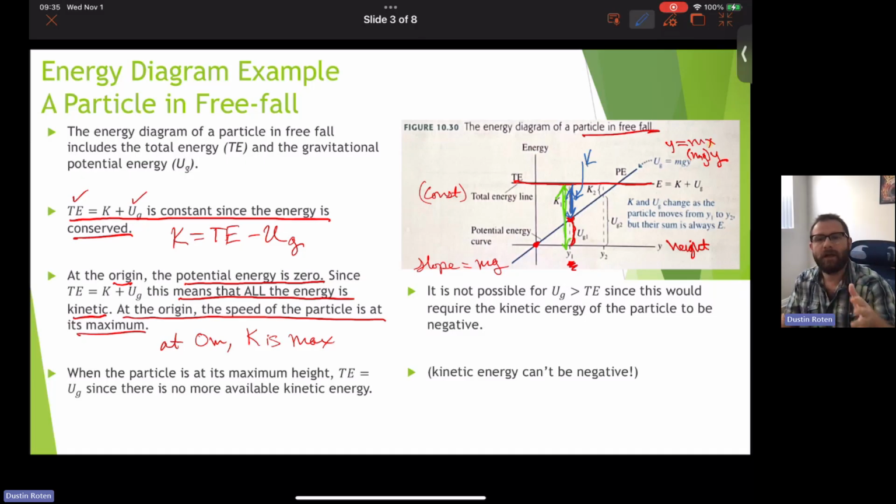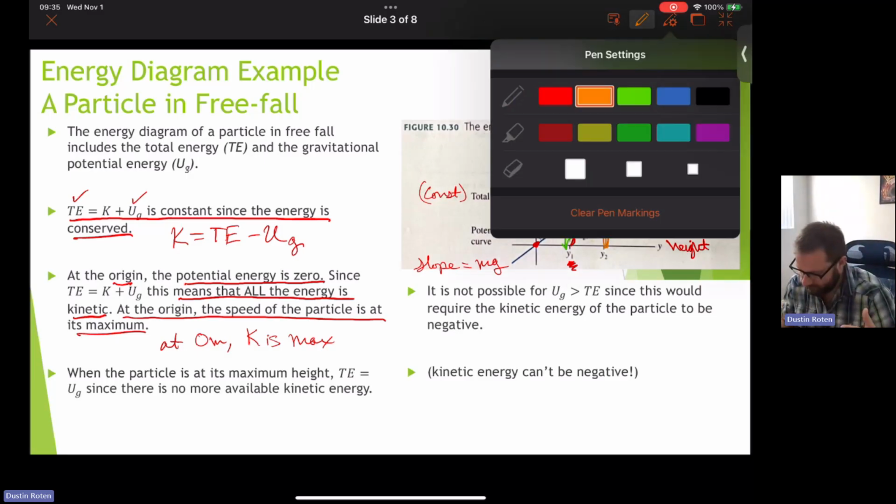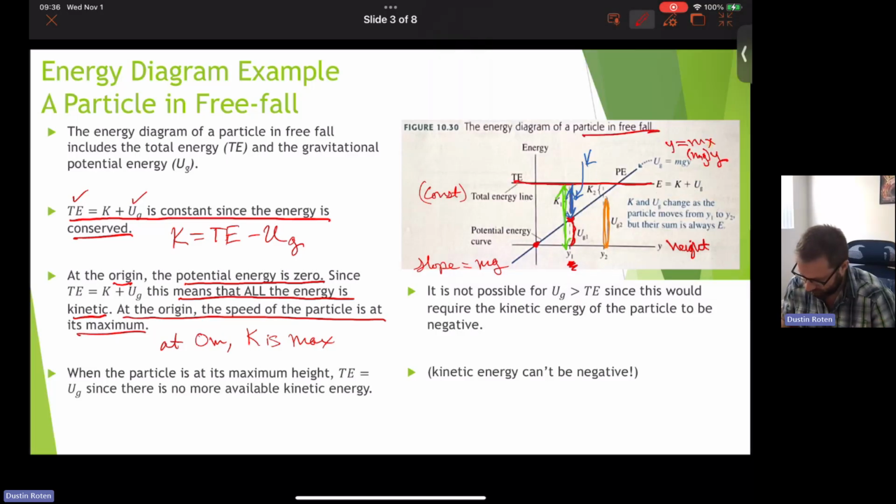So the idea of this plot is essentially that on one side of this potential energy curve, in orange, you have your potential energy. Everything up to the line, up to the slope, is your potential energy. And then on the other side, in red, everything's kinetic energy.